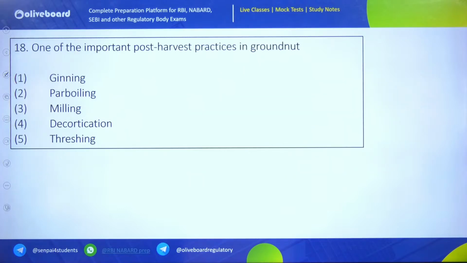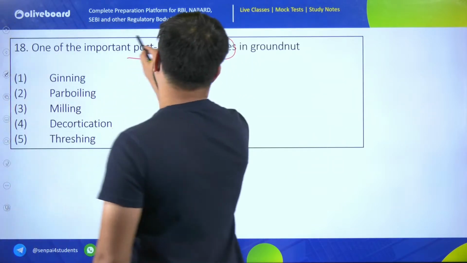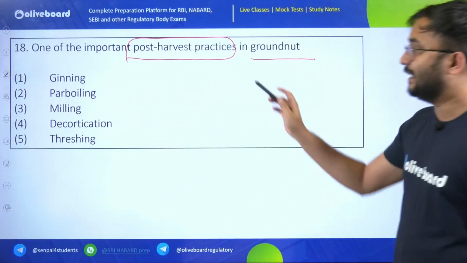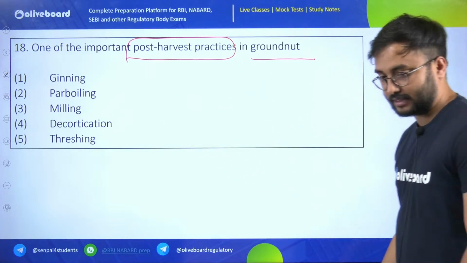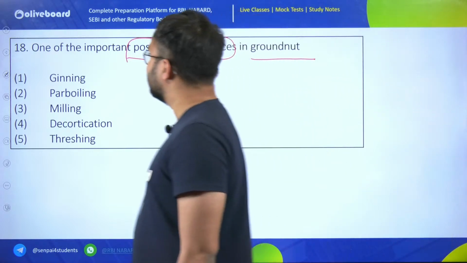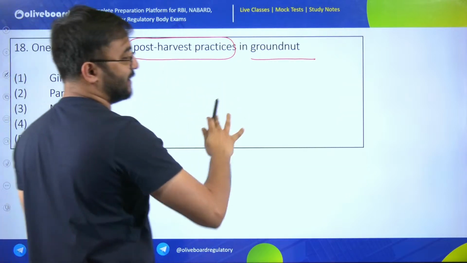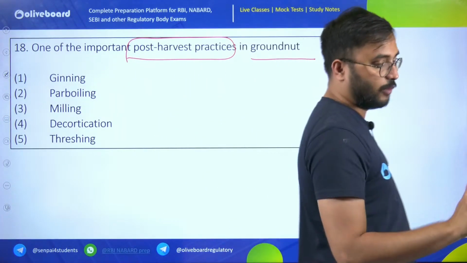Okay. Next, one of the important post-harvest practices in groundnut is ginning, parboiling, milling, decortication or threshing. Answer. One of the important post-harvest practices in groundnut, options have been given, please answer.